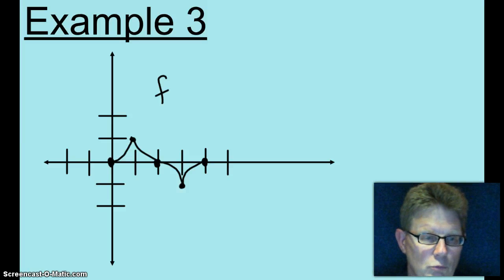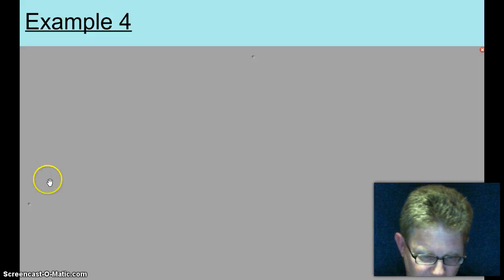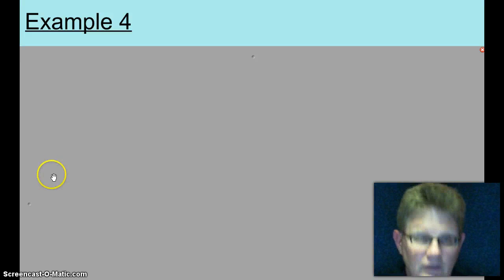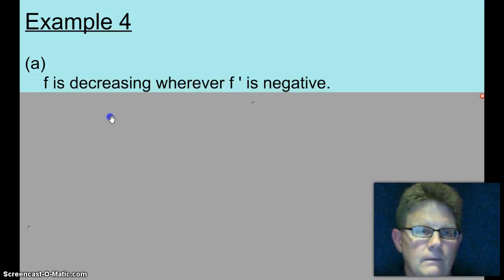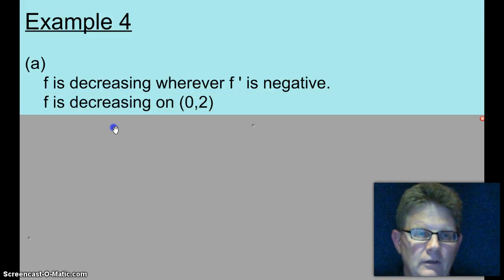All right, let's go ahead and move to the next example, example number 4. Looking at that graph of f prime of x, A. Find all values of x on the interval from negative 4 to 5 where f is decreasing. Okay, again, f is decreasing wherever f prime is negative. So where is f prime negative? It's on 0, 2, so that is where f is decreasing. Good.